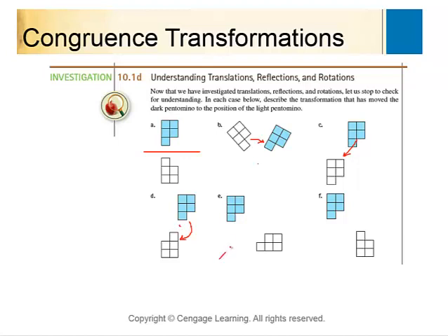This one I think is a reflection, and that being the line. Notice if I folded the piece of paper, it'd be the same on either side. This guy, it wouldn't be the same if I folded it across. So I think, no, it would. It would be. Let's see.